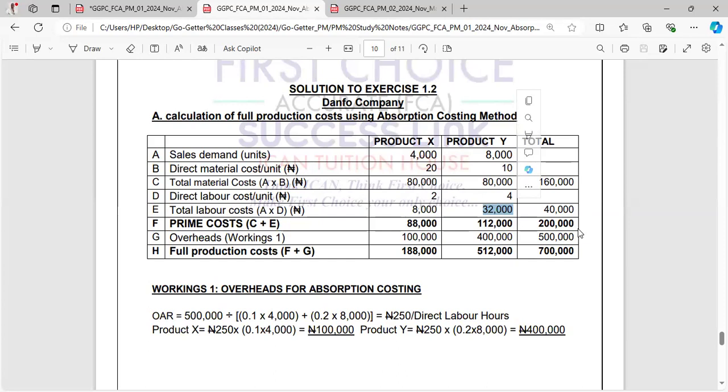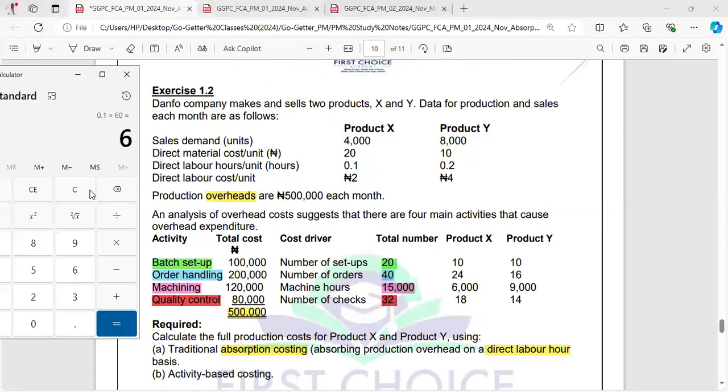What about the fixed cost? The fixed cost is where we need workings. Now look at the workings. We said for absorption costing, we need overhead absorption rate. So what is the total overhead? The total overhead here is 500,000. So that's why we have 500,000, then divided by labor hours. Now this is direct labor hours.